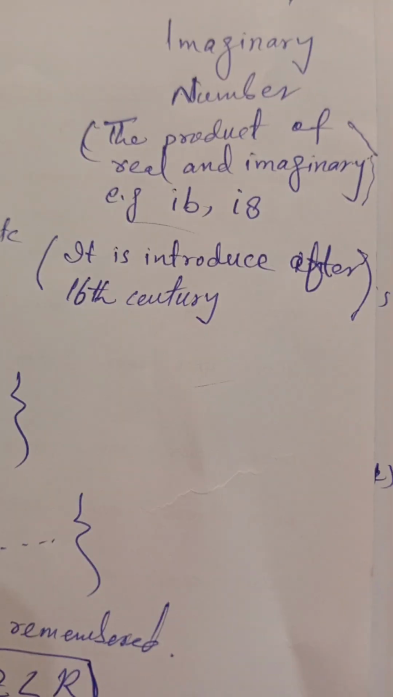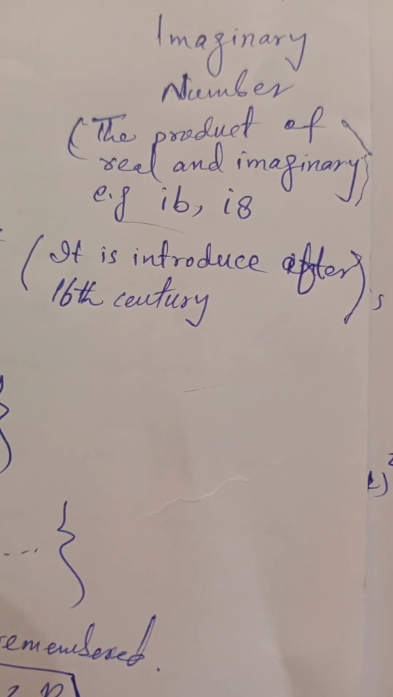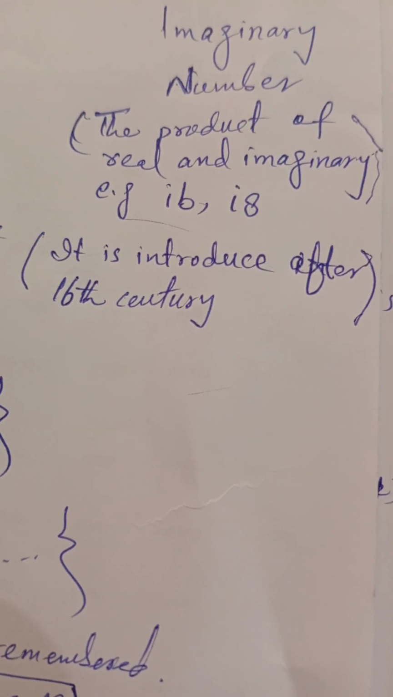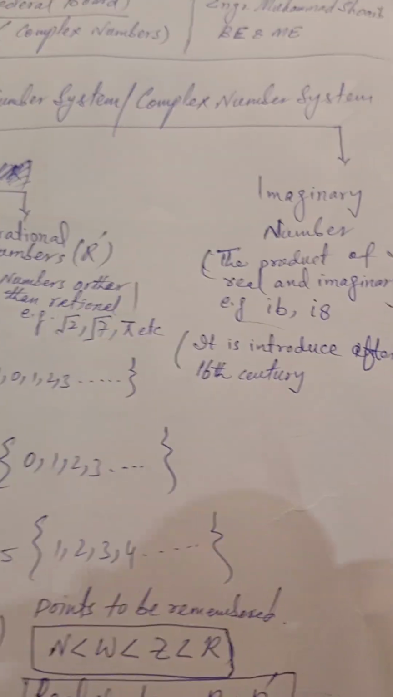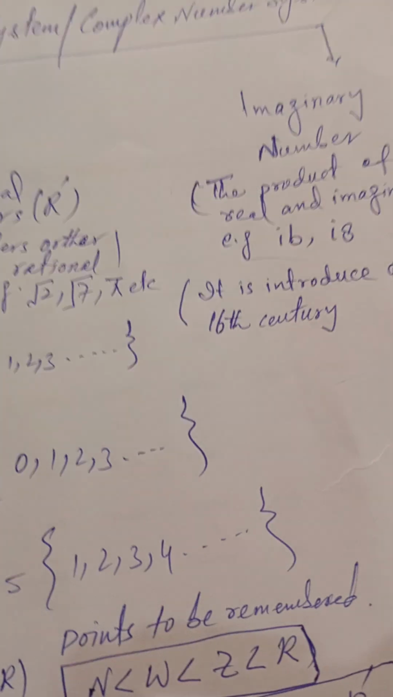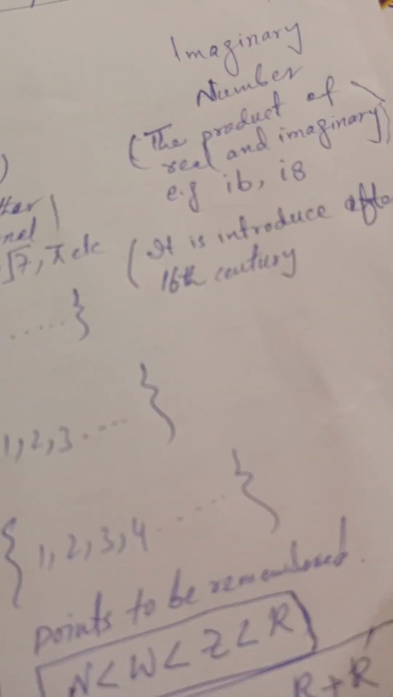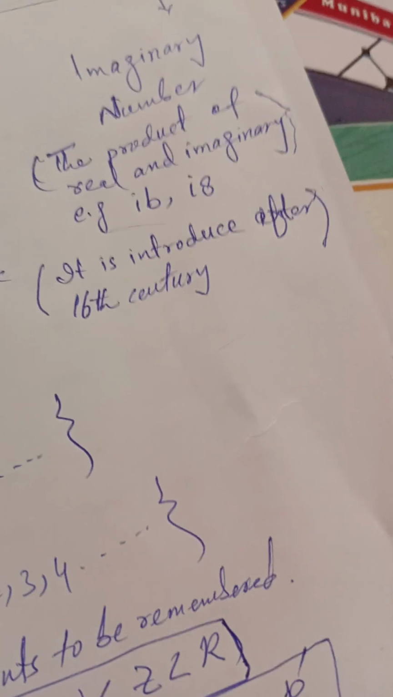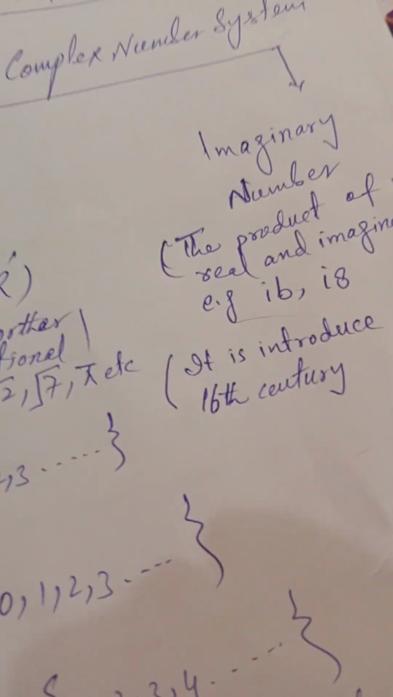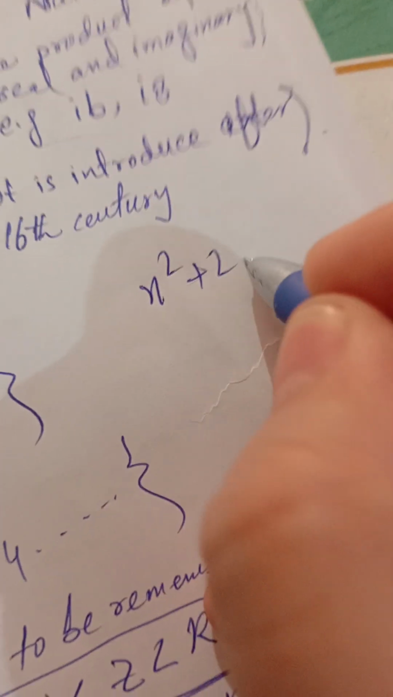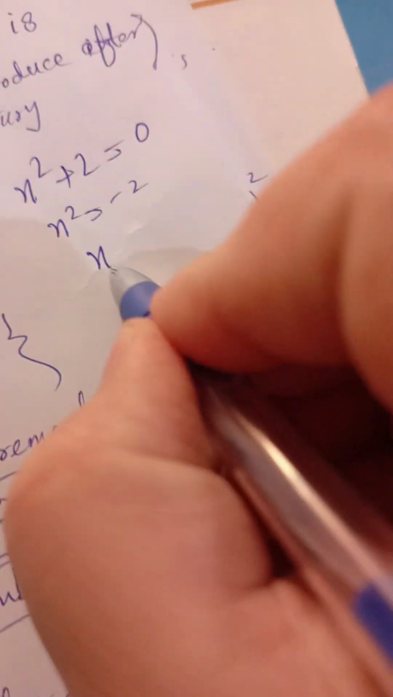The concept of imaginary numbers came after the 16th century, when a solution was not possible for square roots of negative numbers. In that case, the mathematicians decided to introduce a new number that is called the imaginary number. For example, x square plus 2 is equal to 0. So x square is equal to minus 2, and x is equal to the square root of minus 2.